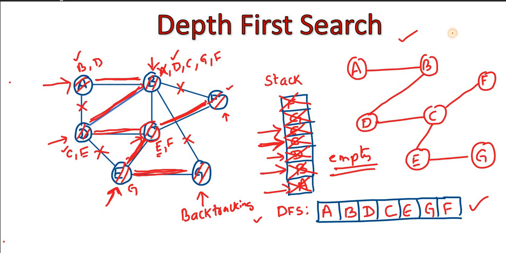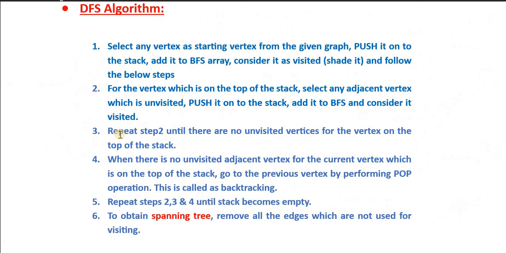In this spanning tree, there will be n vertices and n minus 1 edges. That means we have 7 vertices and 6 edges. And this is the algorithm for the DFS. Whatever the process we have done just now, all that process can be understood from this algorithm. Just go through all these points, you will easily understand everything. Each and every step you will easily understand.